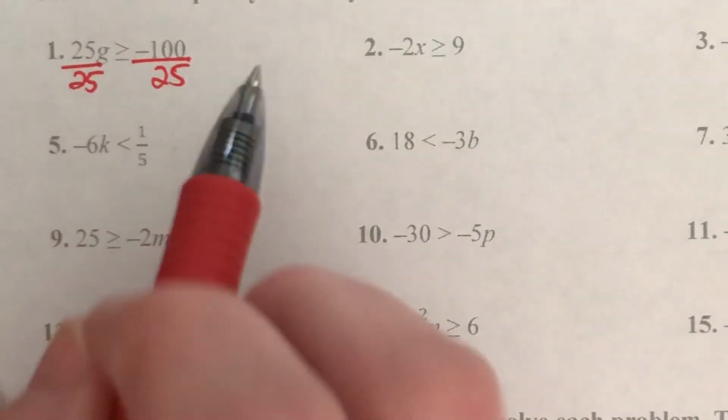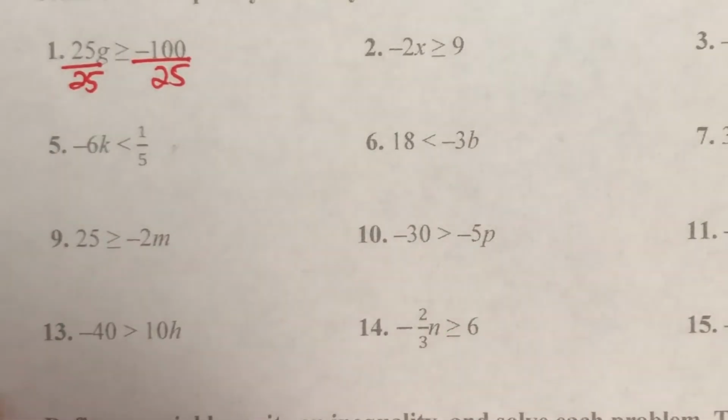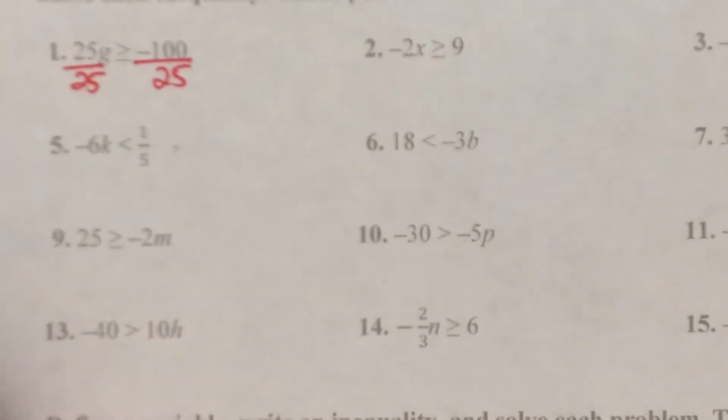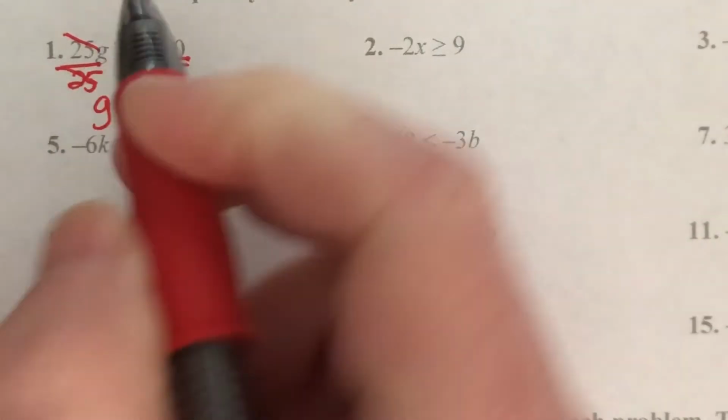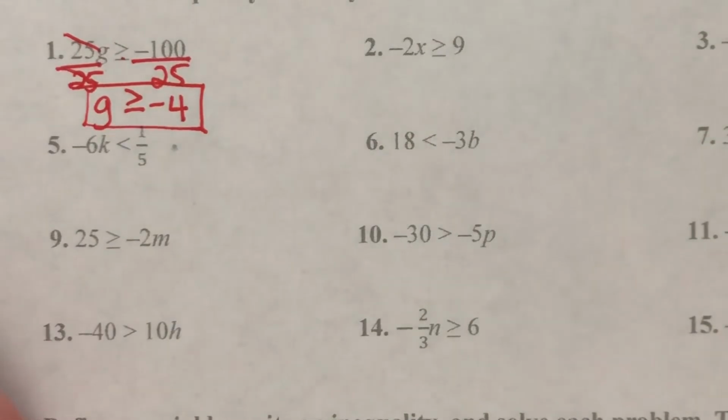What am I doing to both sides? I'm dividing by a positive number. So my sign does not flip when I divide by a positive number. It only flips when I divide by a negative. So these go away, and I'm left with g. My sign stays the same, and negative 100 divided by 25 is negative 4. So there's my answer. Your sign only flips when you multiply or divide both sides.